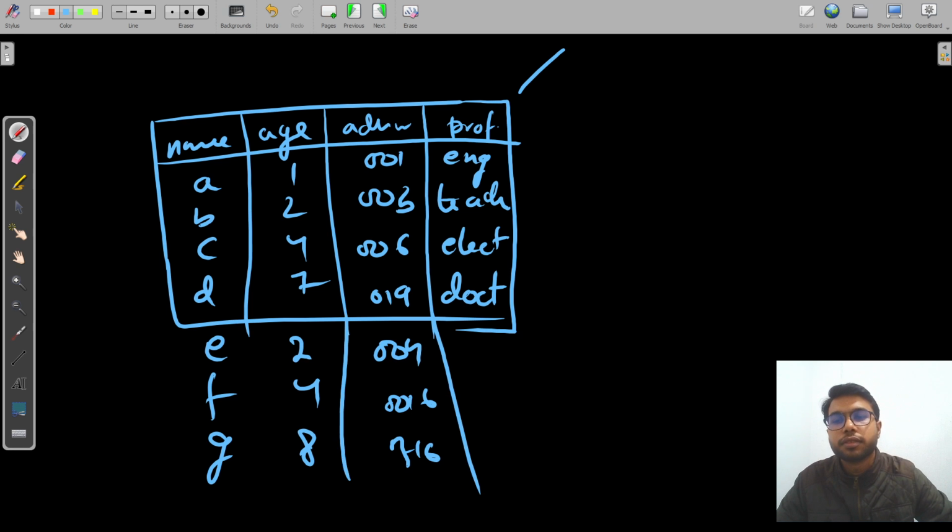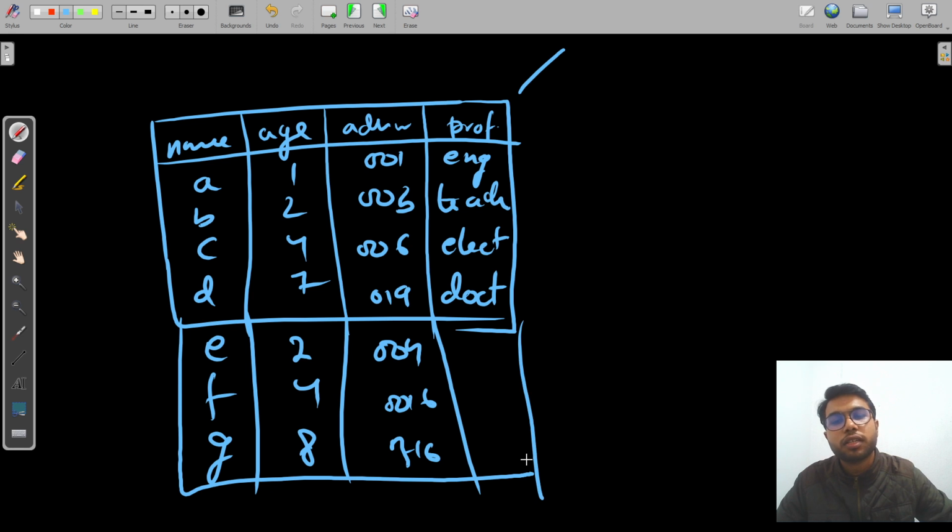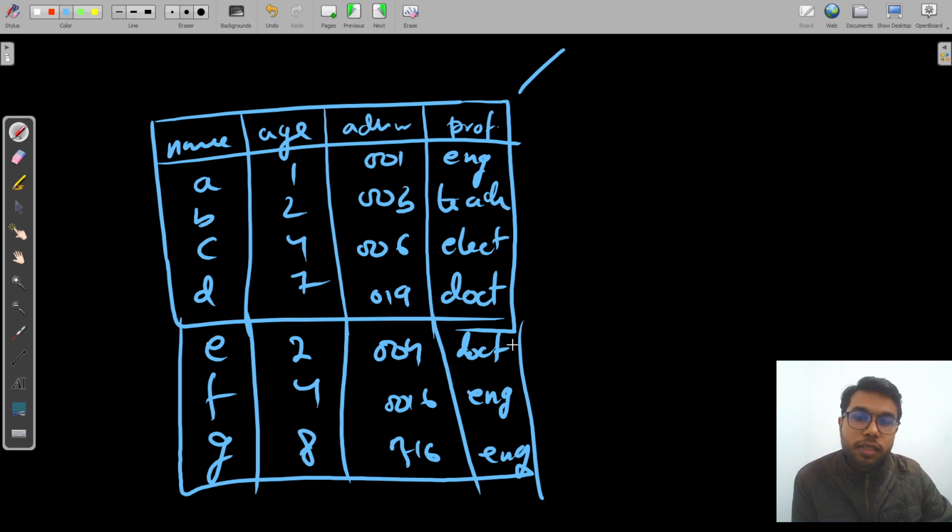right? The only unique thing is Aadhaar number, right? We already know that. So let's add some more professions here. Doctor, let this guy be engineer as well, and let this guy be engineer as well. There's a lot of engineers in the race. So let's see what happens when I group by profession, right? So I am saying everybody who has the same profession is to be grouped together, right?